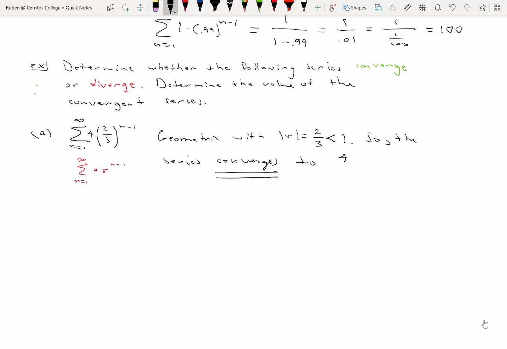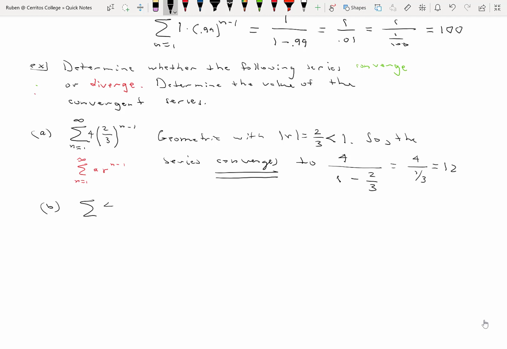and it converges to a, the first term, 4 over 1 minus r, 1 minus 2/3. 1 minus 2/3 is 1/3, and 4 over 1/3 is 4 times 3, or 12. So this series converges, the most important thing, and it happens to converge to 12. Suppose we take a look at another example.